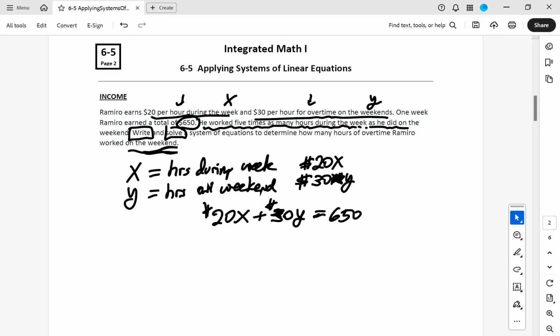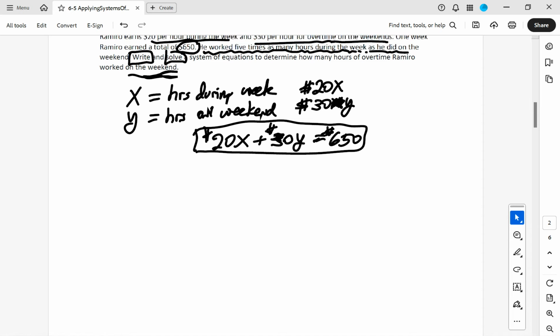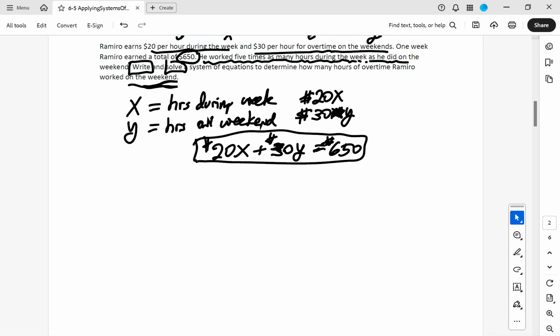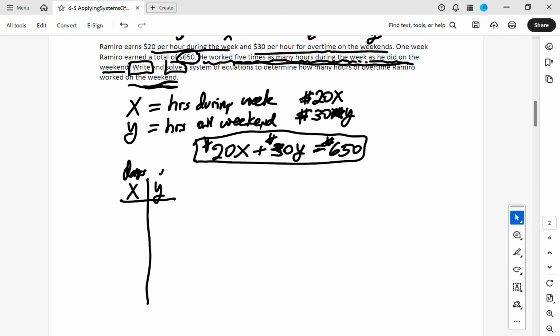Okay, so now we have one equation, and we don't need the dollar signs for them, even though it's sort of nice to put them in. But once we're just solving it algebraically, we wouldn't use those units. The other one is he worked 5 times as many hours during the week as he did on the weekend. So let's do an X and a Y. So this is weekdays and weekend here.